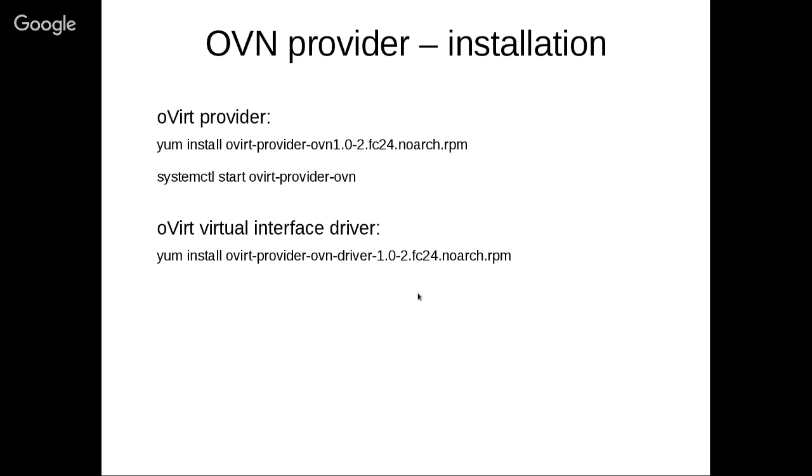Having the RPMs downloaded, you can install them using YUM or DNF. Instead, in case of the provider, you will also have to enable and start the oVirt provider OVN service. For the driver, it's enough to install it since it is invoked as a VDSM hook. It does not need any processes to be running.